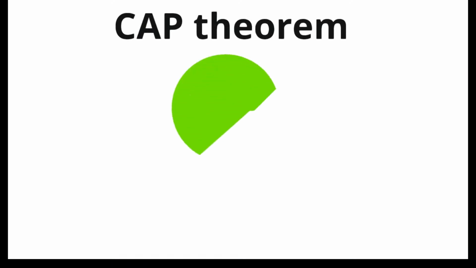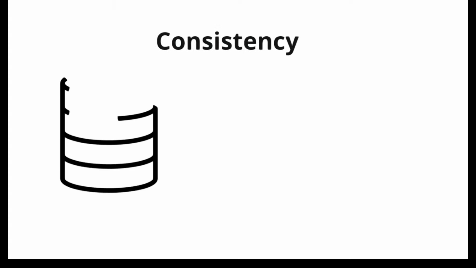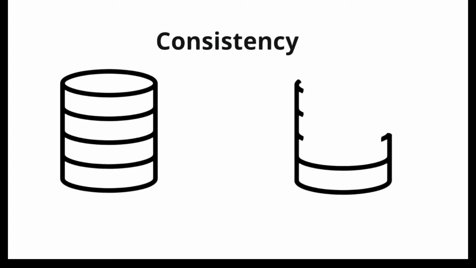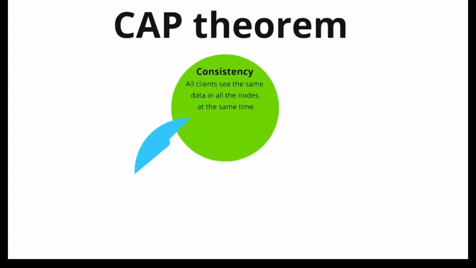The CAP theorem is a concept in distributed systems that states a distributed system can only guarantee 2 out of 3 properties at the same time. The 3 properties are consistency, availability, and partition tolerance. Consistency is when all the nodes see the same data at the same time. In case of banking, after transferring money, the new balance should be instantly visible on all systems.